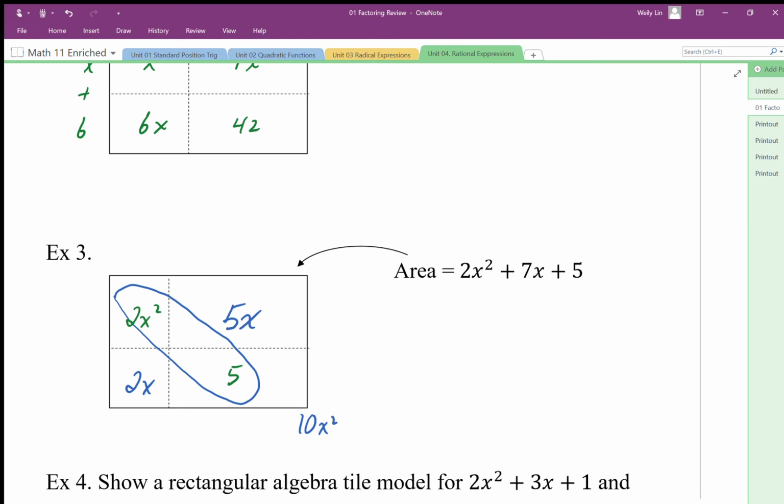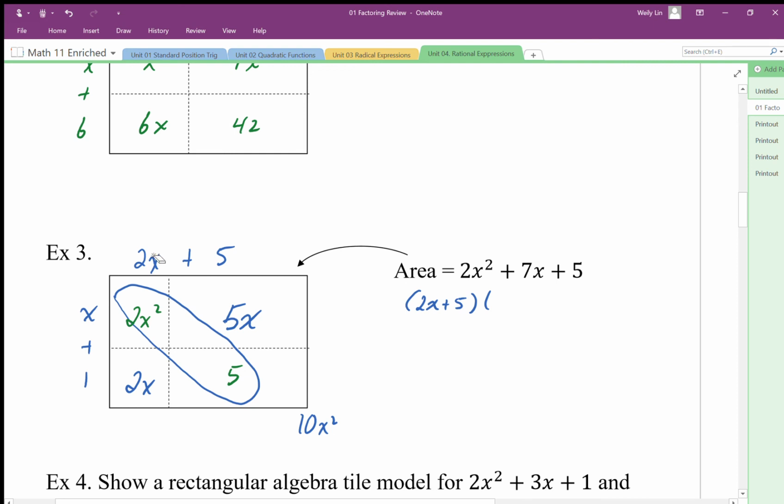Once we've done that, we just need to find the common side length, or the common factors here. So this is going to be 2x. The common side length between 5 and 5x, or the greatest common factor, is going to be 5. So one of my factors ends up being 2x plus 5. The other side length, we look horizontally here. The common factor between 2x squared and 5x is just going to be x.